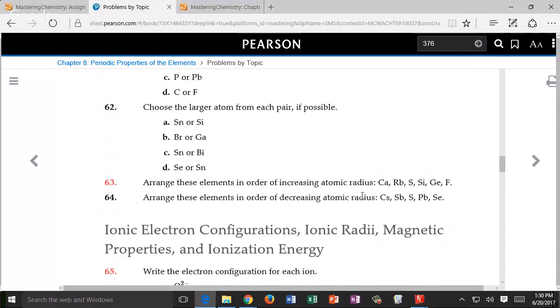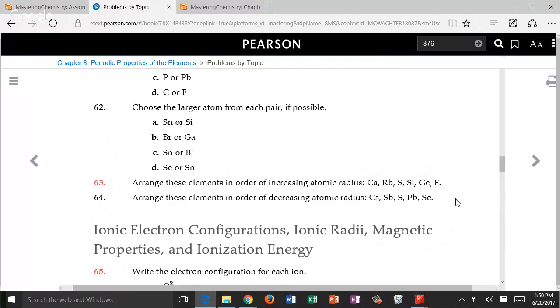Let's do 64. Arrange these elements in order of decreasing atomic radius. Can you see those? Cesium, antimony, sulfur, lead, and selenium. See if you can do that. Write them down in order of decreasing atomic radius, which means going from the biggest to the smallest. So you have to think about what kinds of trends affect atomic size, atomic radius, and then put them in order.